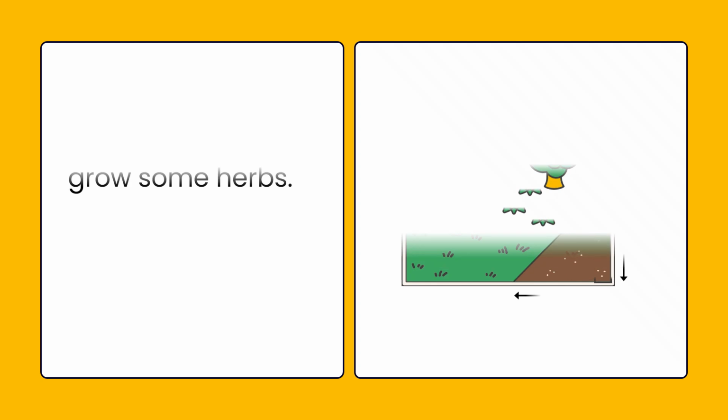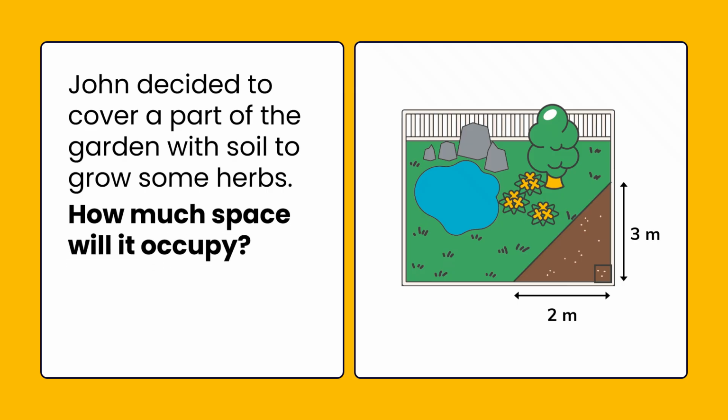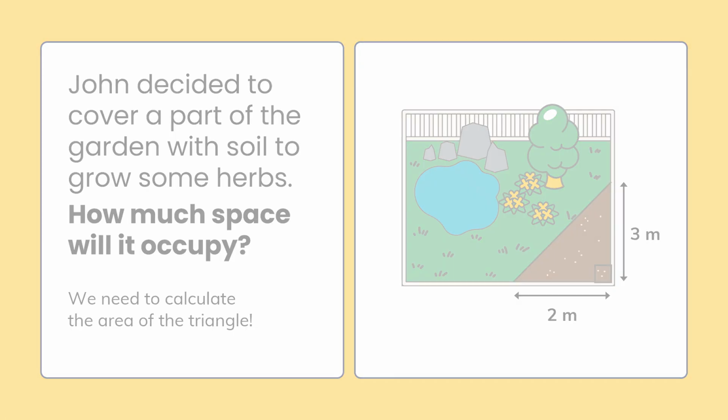Before learning the formulas, let's think about this situation. John decided to cover a part of the garden with soil to grow some herbs. How much space will it occupy? In this kind of problem, we need to calculate the area of the triangle as shown in the figure.